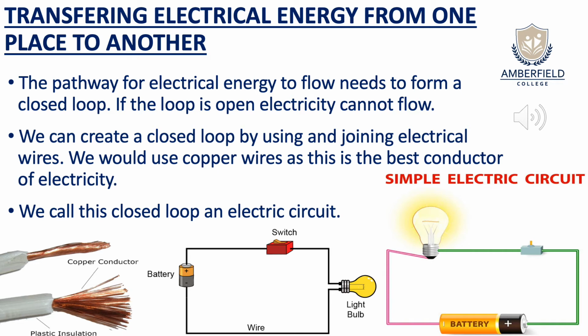Now, when we have an open circuit, this is when electricity cannot flow. I'd like you to take a moment just to look at the pictures at the bottom. The first one we have on the right is a simple electrical circuit that is closed and the light bulb is on. Remember, electricity flows from negative to positive. Then we have a second circuit which has a light bulb, our wire, our battery and our switch. And then we've got a picture of our copper, which is our conductor, and the plastic, which is our insulator.